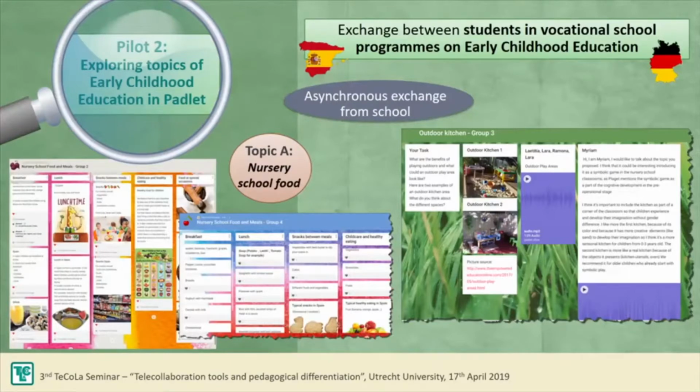So I have here on the left side, you see 2 examples, 2 walls from 2 groups, and you see that the students' contributions may differ quite considerably with regard to the lengths and thematic depths. So that is the case because these students were on very different levels. So there were some who were like A1, A2, and the others were B1 or even up to B2. So that was really a lot of diversity with regard to the level in these classes.